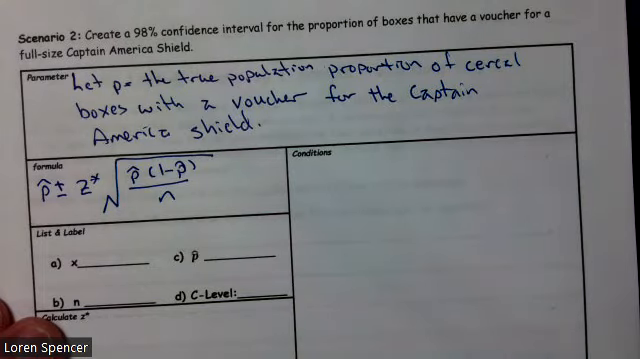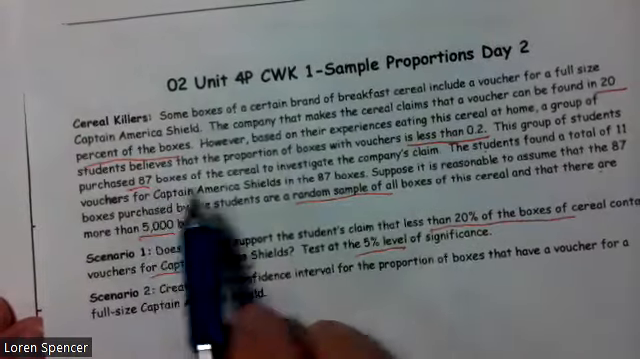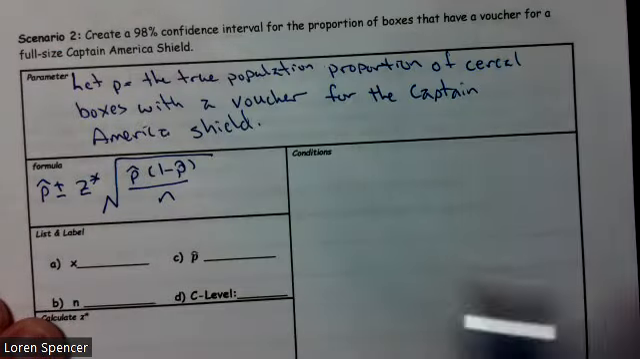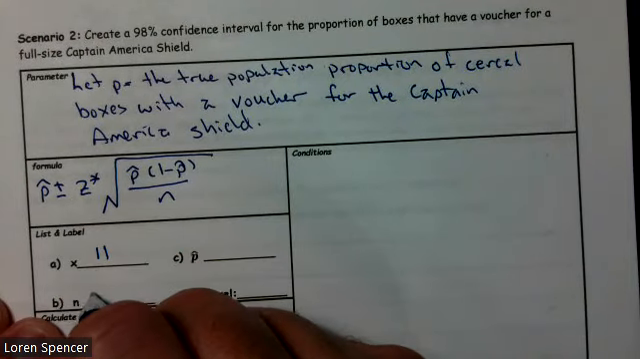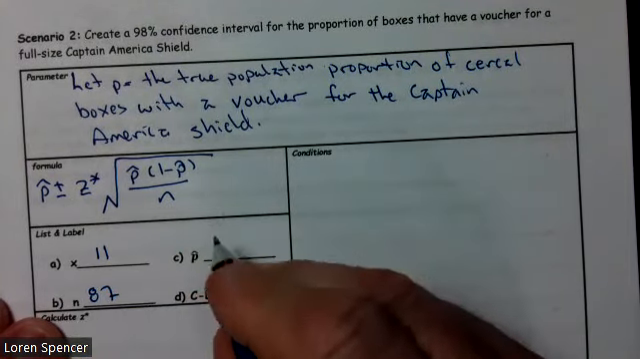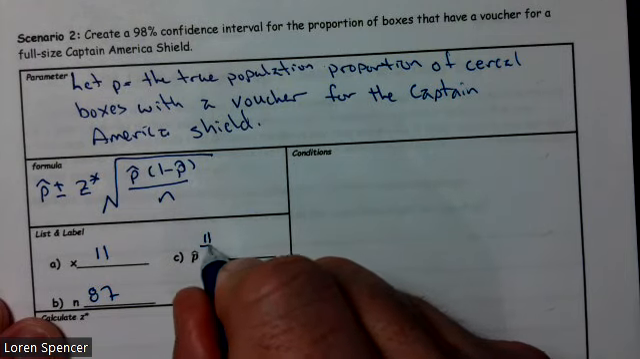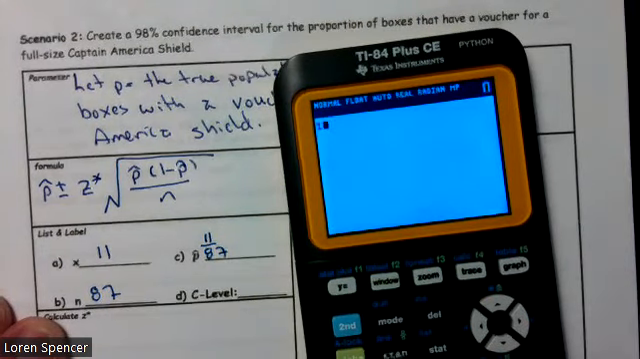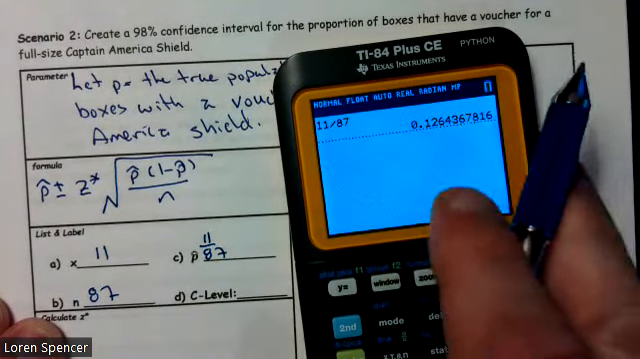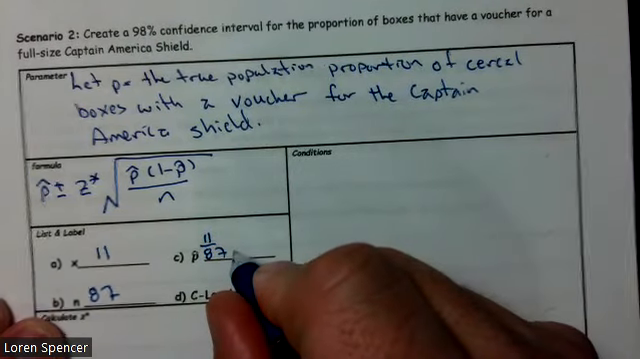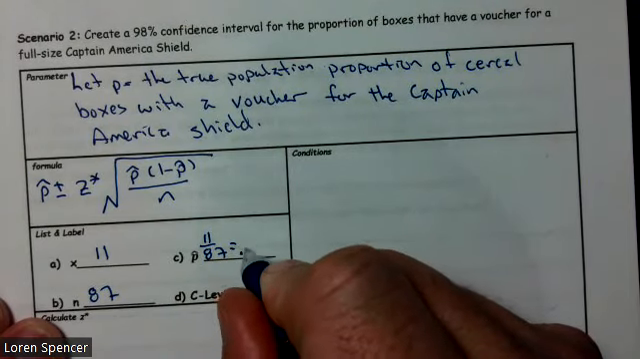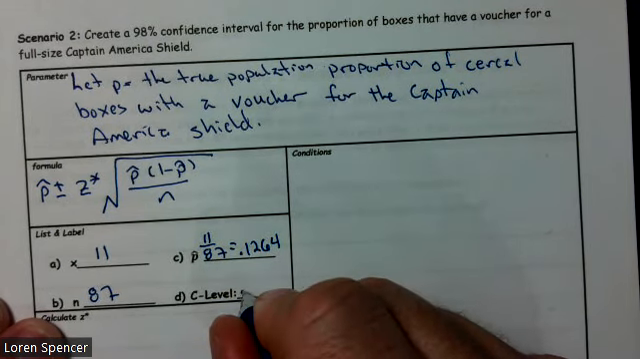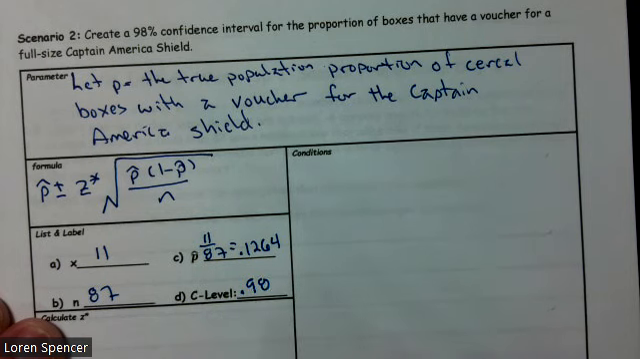Well, when we read this, we said that 11 of the boxes had vouchers in them. So that was 11 out of 87. So p hat is 11 over 87, which, when we take 11 divided by 87, we end up getting 0.1264. Our confidence level is 98%.